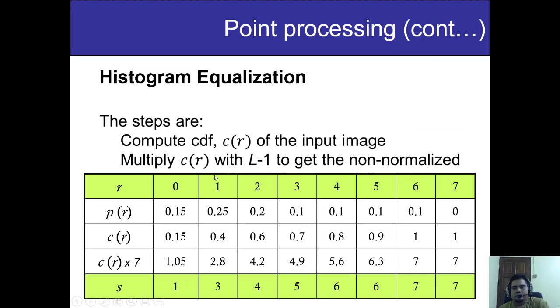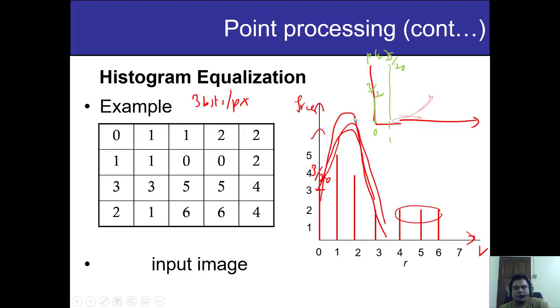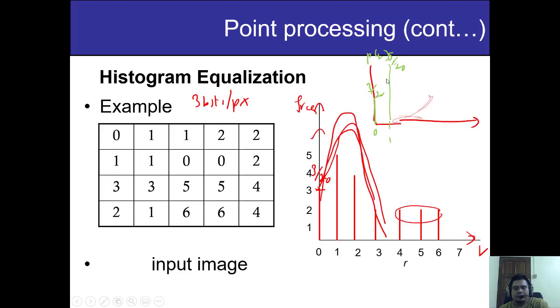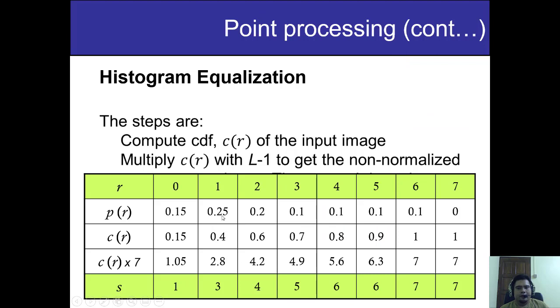3 divided by 20, you get 0.15, and 5 divided by 20, you get 0.25, and you do it continuously up until 7. For 7, there are no pixels belonging to 7, so 0 divided by 20, you get 0. Then after that, the next row is your cumulative distribution function.